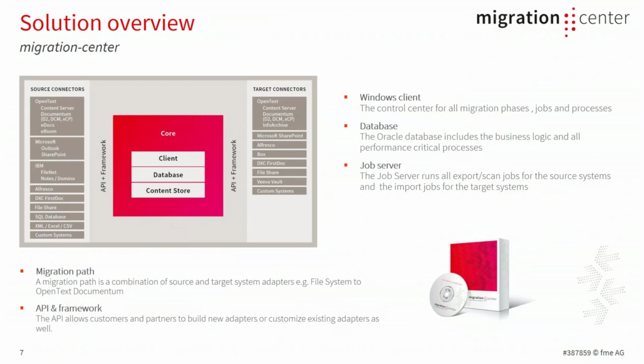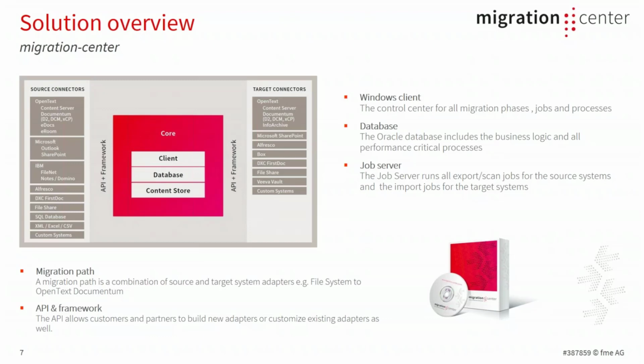So just to give you a short overview about our solution, Migration Center mainly consists of three main components. That's the Windows client on top, which is more or less the control center for all the migration phases, jobs, processes. So everything which you need to configure or to handle within the migration project is implemented in that UI. So that means you don't need any kind of XML configuration files or things like that. So everything is really based on a Windows client.